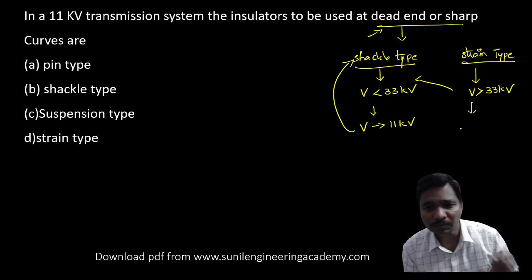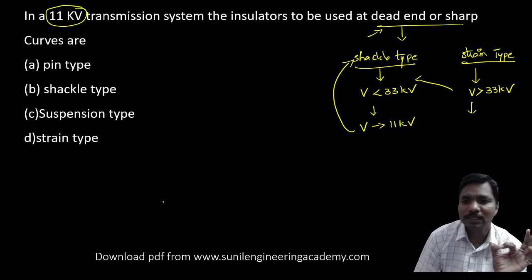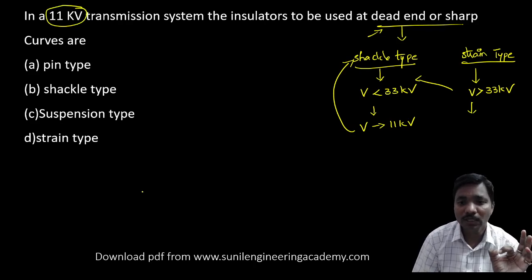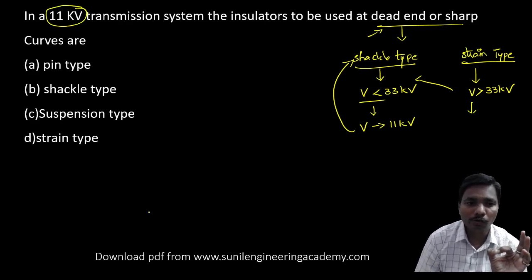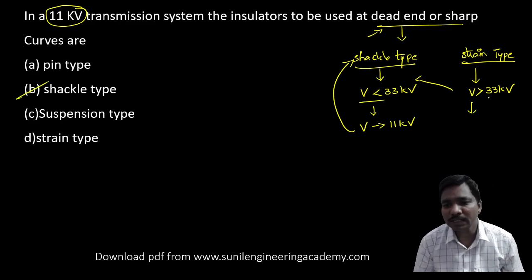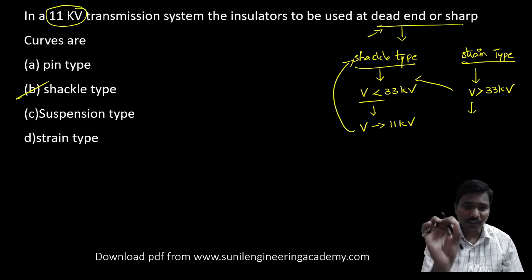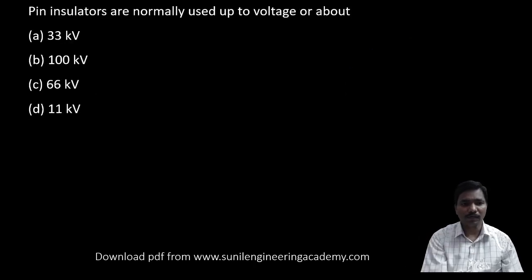From this we can get the idea: 11 kilovolt is generally a distribution voltage. If voltages are less than 33 kilovolt, we go with the Shackle type. If they have given voltages greater than 33 kilovolt, then you can go with the strain type. Okay, don't get confused in this one. That's why this type of question is very, very important for exams.